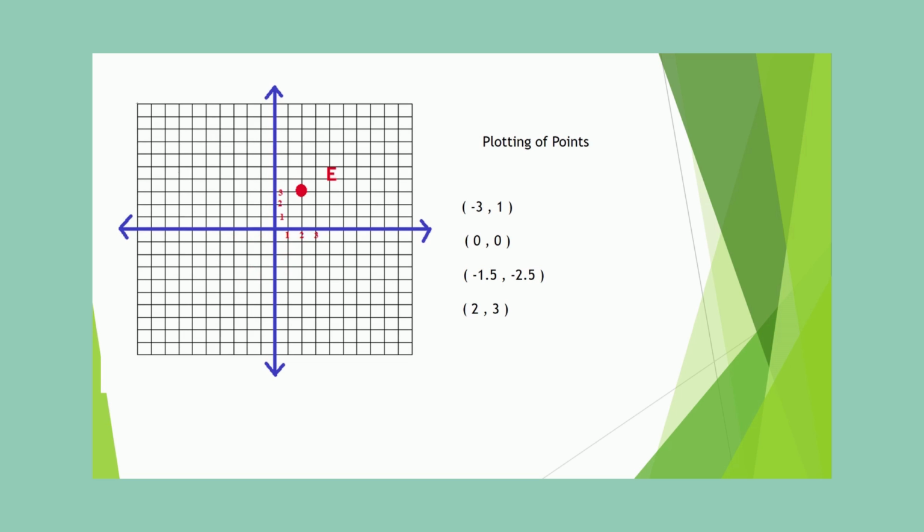For point E, you have 2 and 3, +2 and +3. So you go to the right side 2 units, 1, 2, and you go up 3 units, 1, 2, 3. So the value of x is 2, the value of y is 3. So point E is here in the first quadrant.